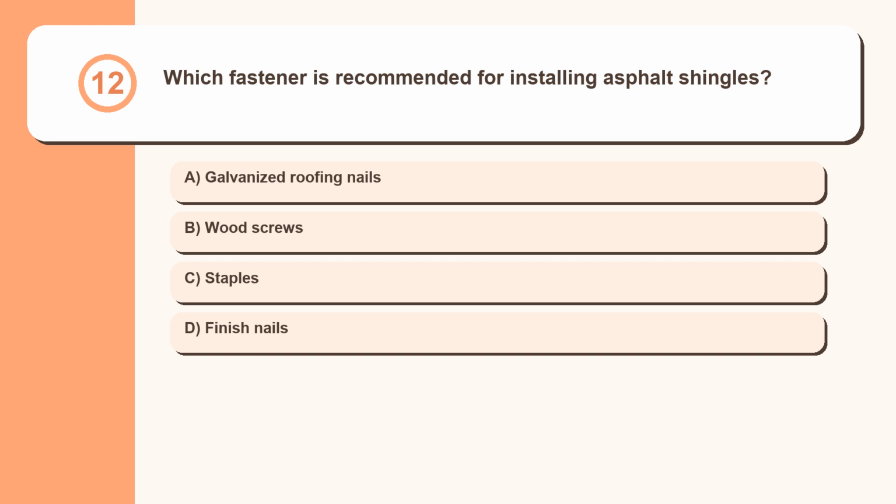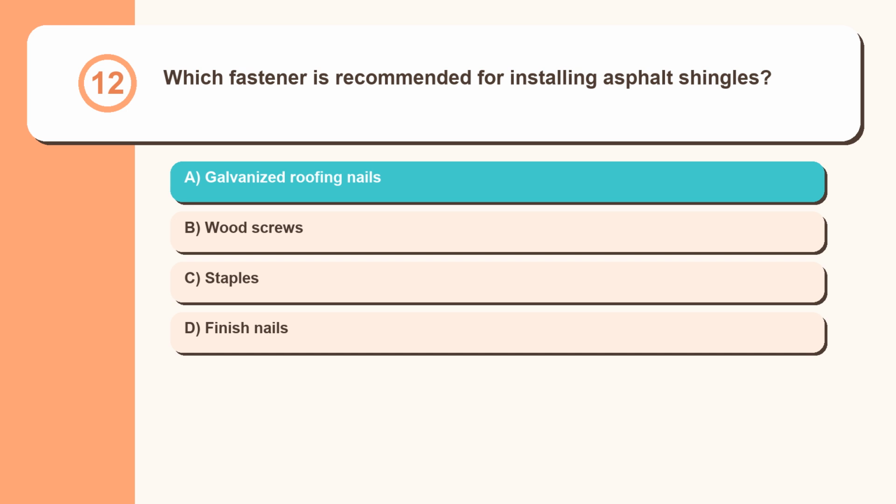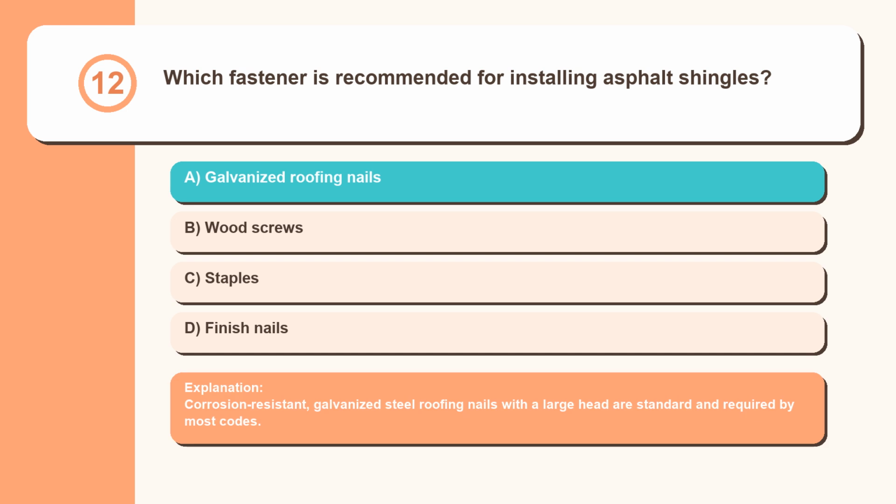Question 12. Which fastener is recommended for installing asphalt shingles? Galvanized roofing nails, wood screws, staples, finish nails. Corrosion-resistant, galvanized steel roofing nails with a large head are standard and required by most codes.